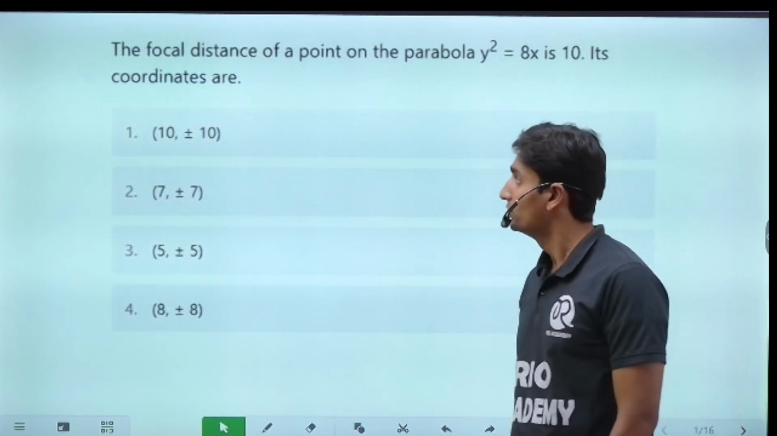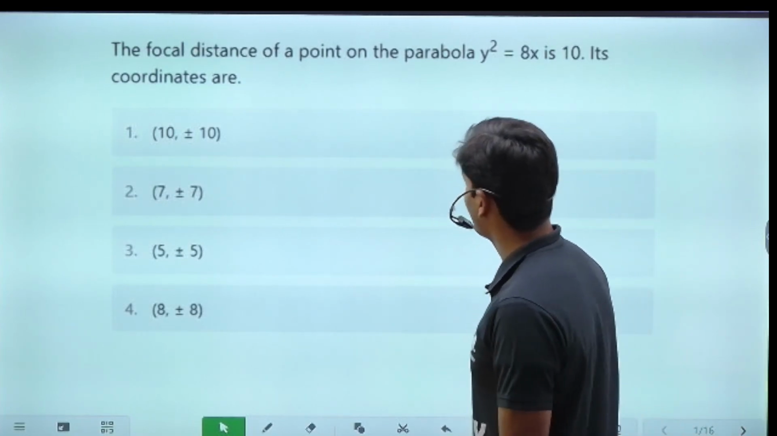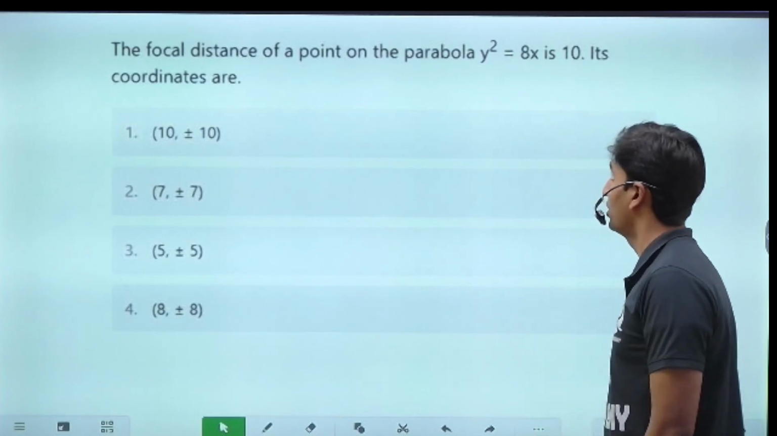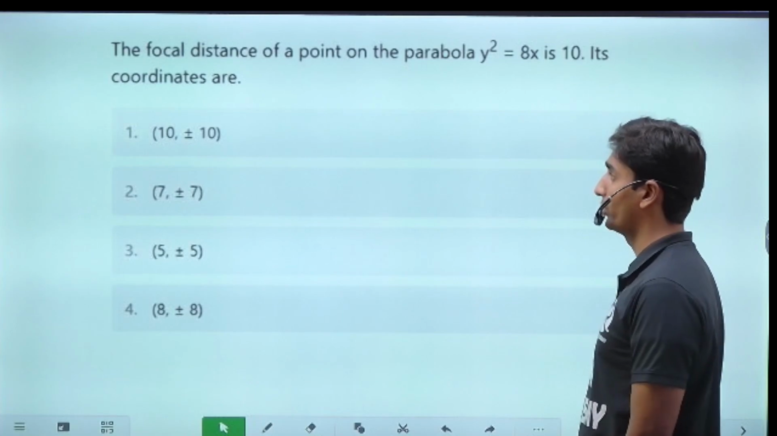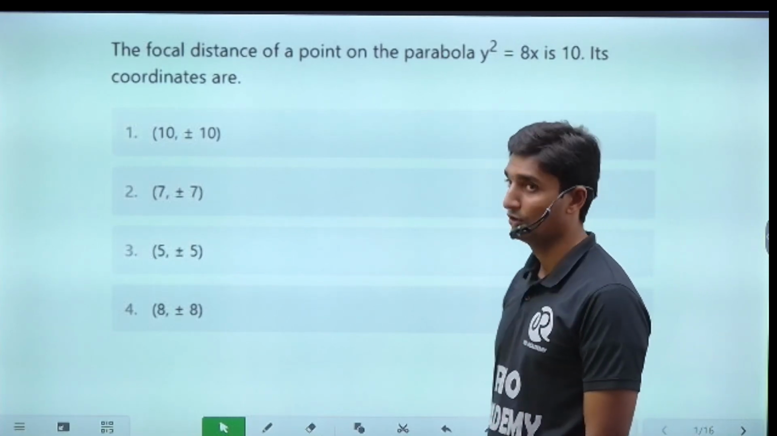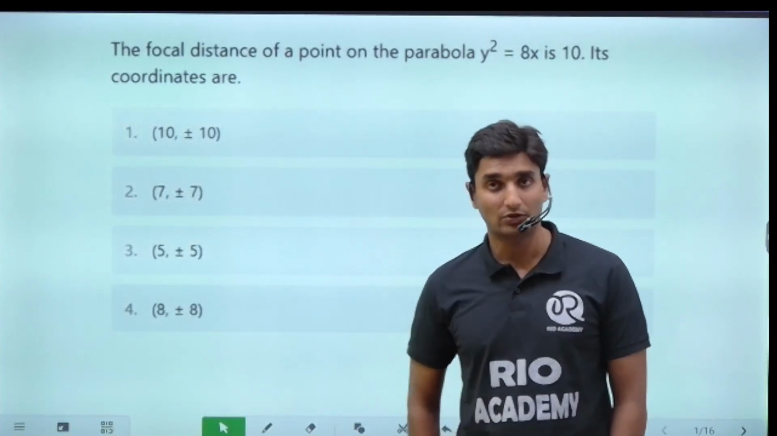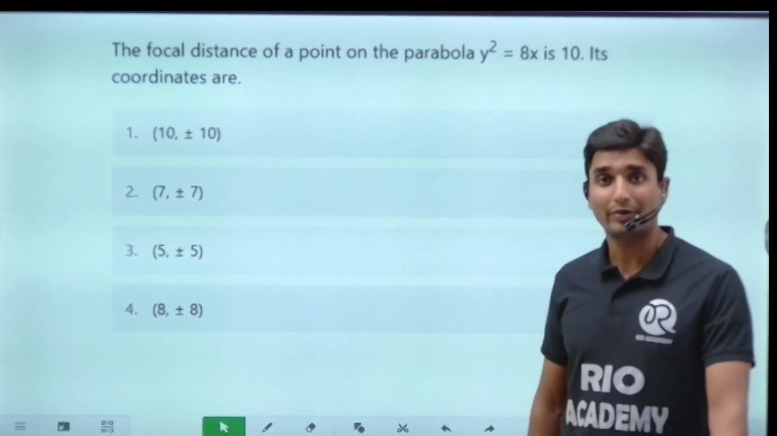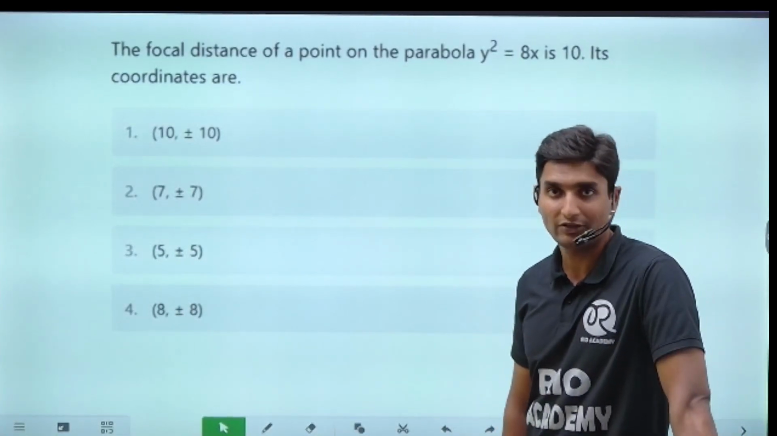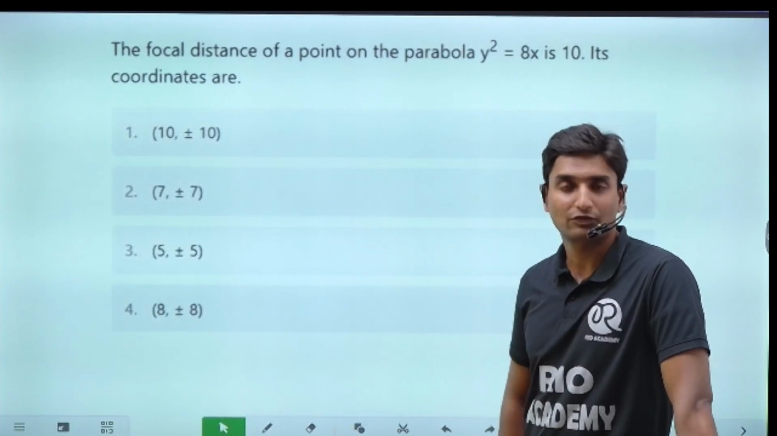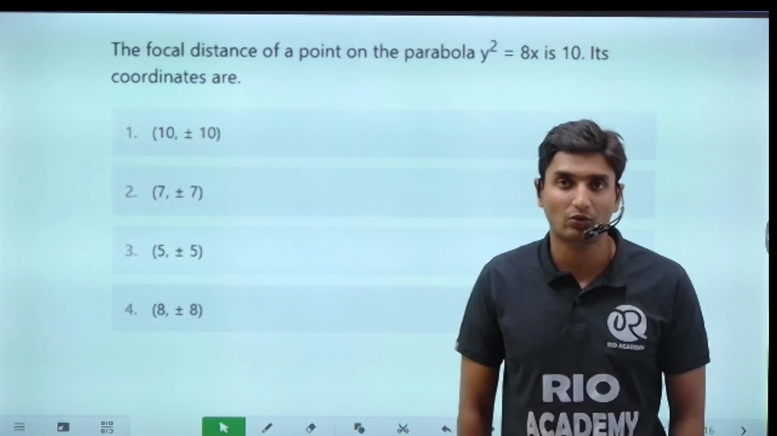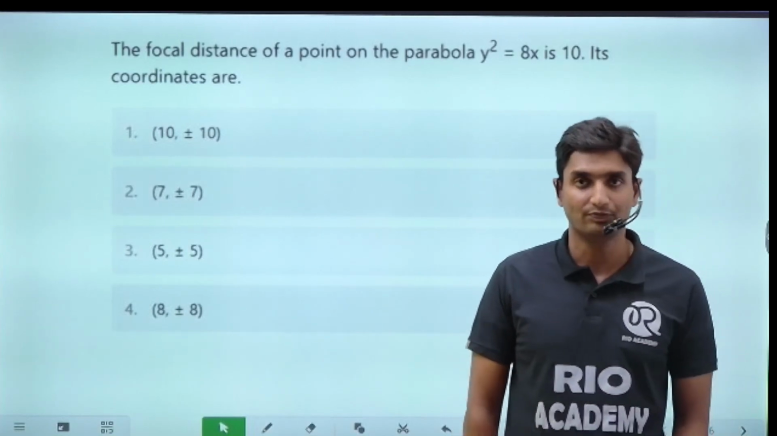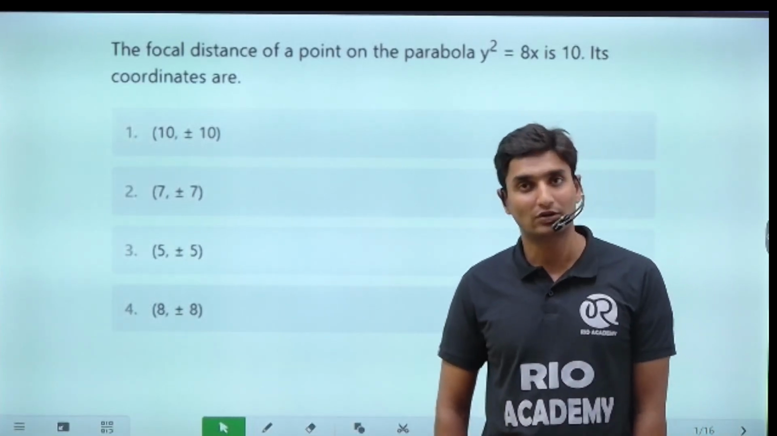The focal distance of a point on the parabola y square equals 8x is 10. Its coordinates are? So he is particularly talking about a parabola. The equation of the parabola has been given, and he has also given us the focal distance. Now the equation of the parabola, we are well aware, is y square equals 4ax. That will be the equation. And here he has also given us the focal distance.